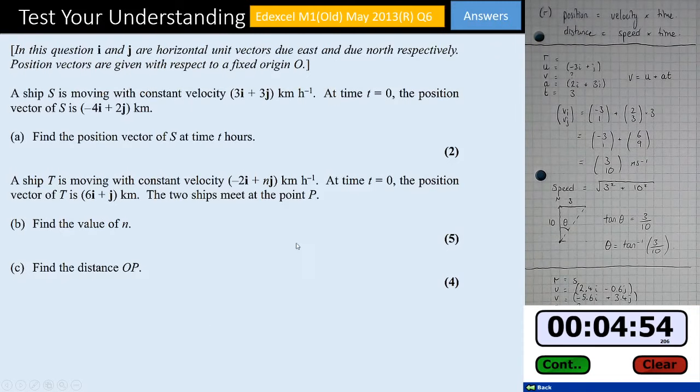When two things meet at a particular point, that means that the position vectors of both of those things will have to be the same. They will have to be equal. And finding a distance normally involves using Pythagoras.